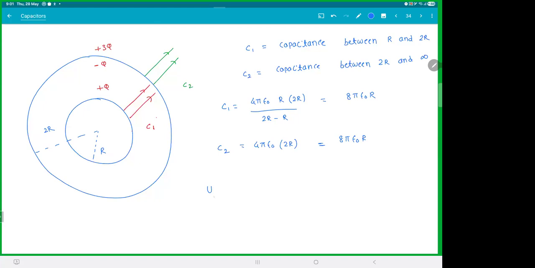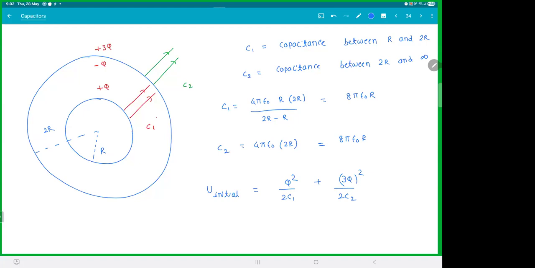So what is the initial energy of the system? Capacitor C1 has a charge Q, so Q square by 2C1. The outside one is 3Q, so 3Q whole square by 2C2. This is the initial energy of the system. This includes self energy, interaction energy, all the energies that we did. If you remember in Gauss law, you can skip all that and say this is all the energy.